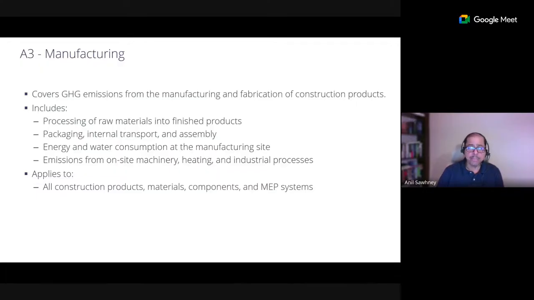So basically that's A1, A2, A3 is together called the product stage. We're looking at each and every individual product that's going to go into your building or infrastructure project. Similarly, A0 is called pre-construction, and that's for acquisition related emissions.